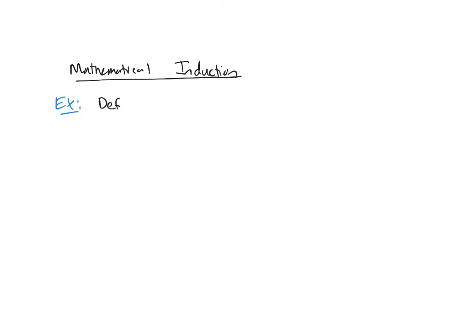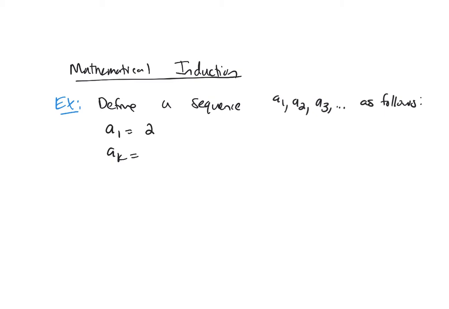So define a sequence A1, A2, A3 as follows. The first term in your sequence will be 2, and then every term after that will be defined by this formula. AK is 5 times the previous term, AK minus 1, and this formula is true for every integer k greater than or equal to 2.